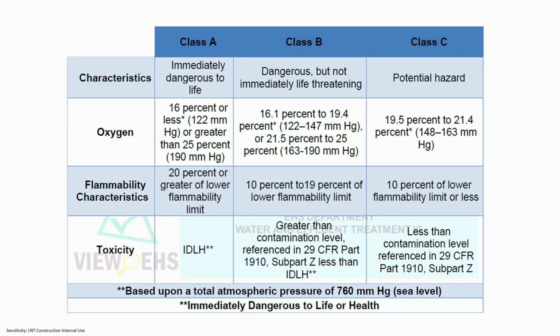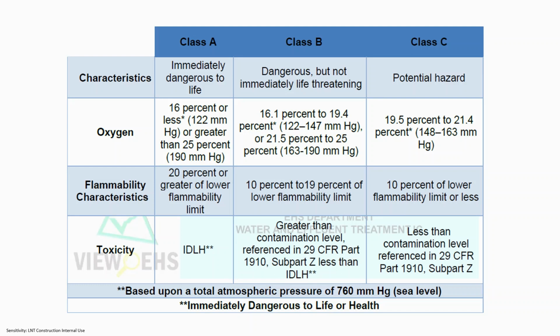Compared to class A, class B is at a more acceptable level, but we cannot sustain it without adequate precautions. Talking about class B, it is very dangerous also, but it is not immediately life threatening. If we are taking proper control measures, it will not harm you as much as a class A confined space. Talking about the oxygen level, it is 16.1 percent to 19.4 percent, which we check inside using a multi-gas detector.